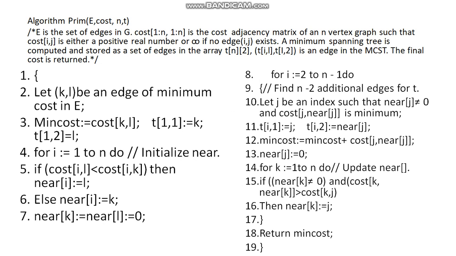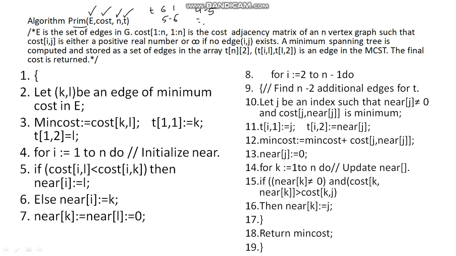This is the pseudocode. This is the algorithm. Prim's takes a set of edges E. Cost is the cost adjacency matrix. N is the number of vertices, and T is the result. So in T we stored 6 1, and then we stored 5 6, then we stored 4 5. Whatever steps we added one by one, the same will come here.